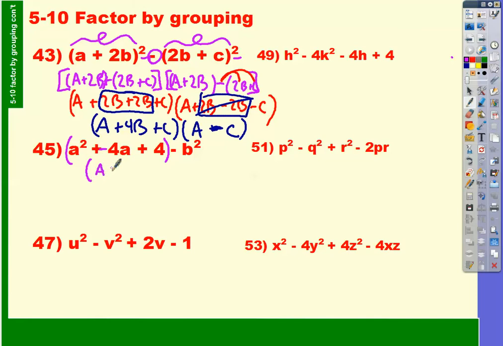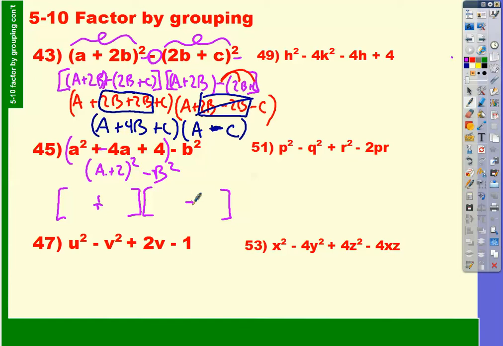So we have a plus 2 squared minus b squared. Would you believe we have another difference of squares? So we have our brackets again. And we have a plus. Try that again. I really want to get that thing out of there. Okay, so we know we have a plus, we have a minus.